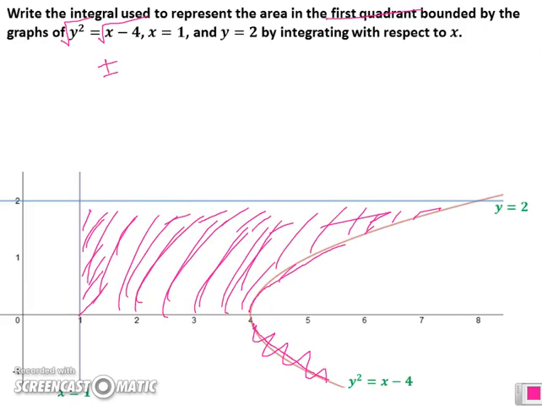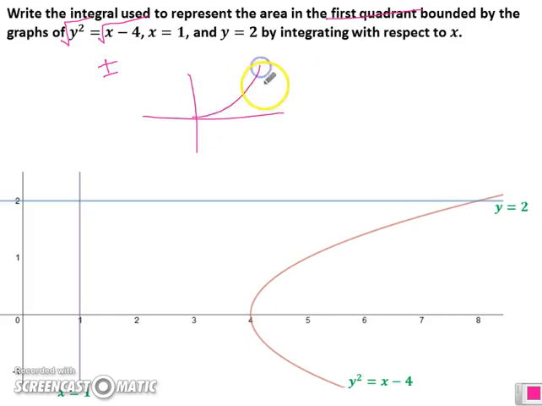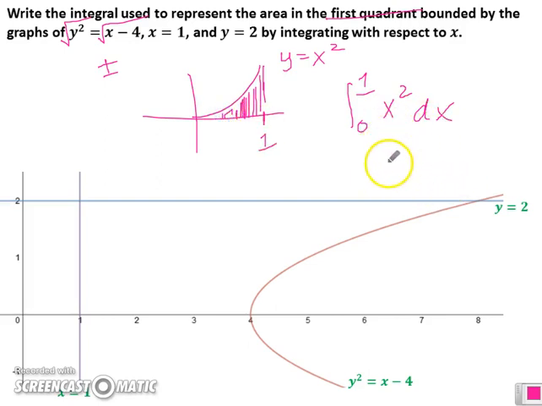Okay, when we integrate with respect to x, that means we're talking vertical lines because it's going to give us y coordinates. Like I said in that last example, I drew a picture of y equals x squared from 0 to 1. When you do that, it finds the area under the curve vertically. So anytime you integrate with respect to x, you're dealing vertically because it's going to give us the distance on the y-axis.